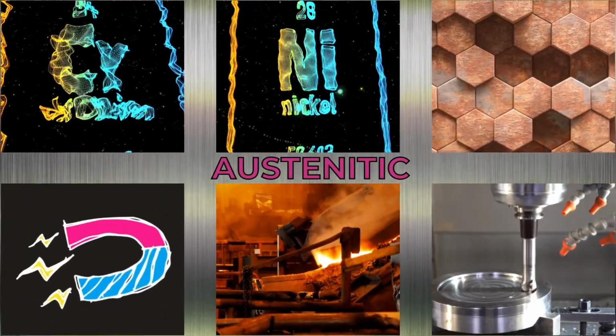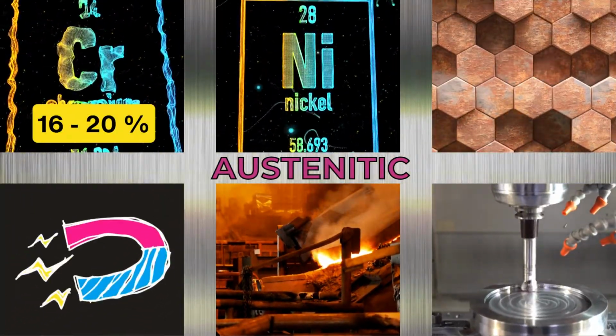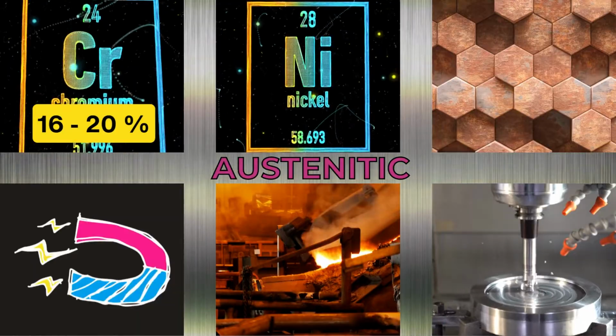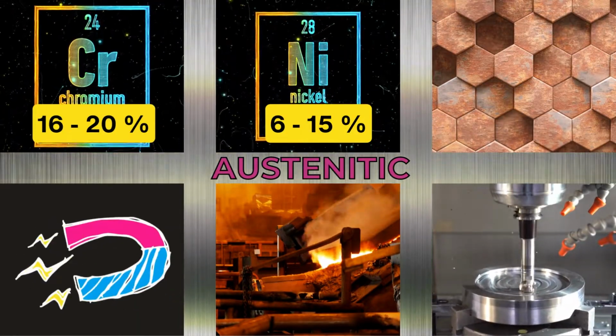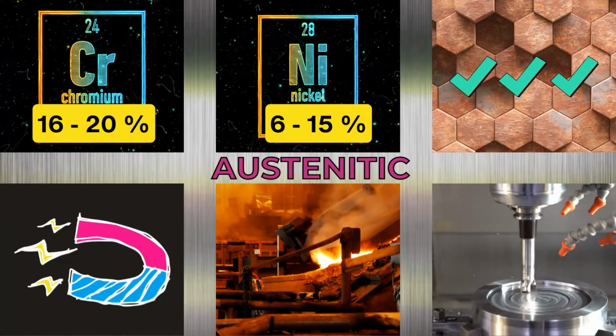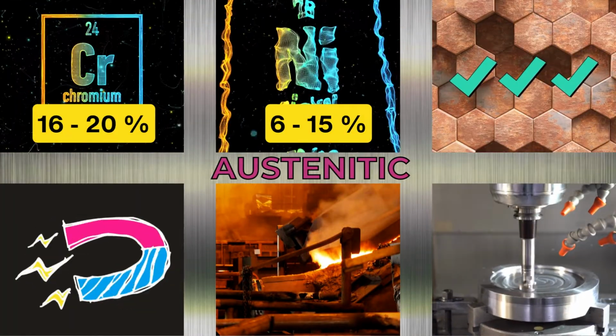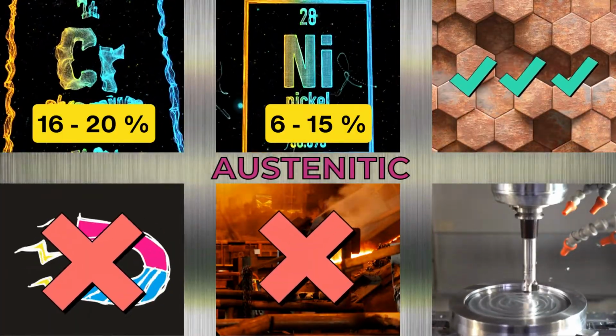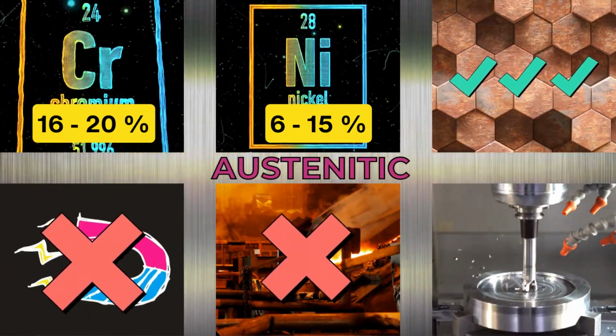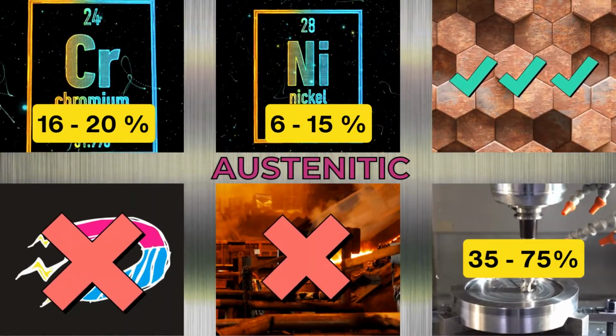Austenitic is the most popular subgroup used in machine shops. The chromium content is between 16 and 20%, and the nickel content is between 6 and 15%. It has excellent corrosion resistance, also in acidic environments. It is not magnetic and cannot be heat treated. The machinability rating is between 35 to 75%.